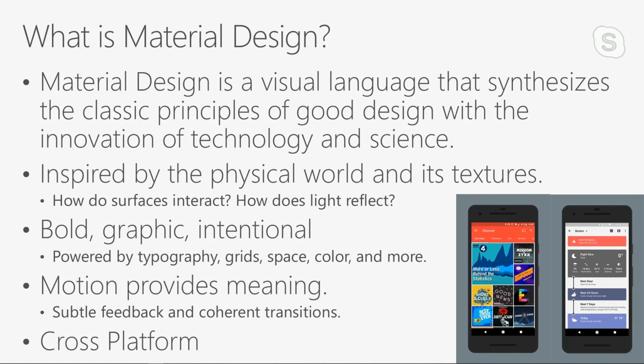But some of the things that really influence material design is that it's inspired by the physical world and all the textures. So if you think of a piece of paper, how does a piece of paper sit on a desk? Is there some elevation? Is there some shadowing? Those types of things. So really, it's about how the surfaces interact. How does the light reflect, the shadows, all those different things.